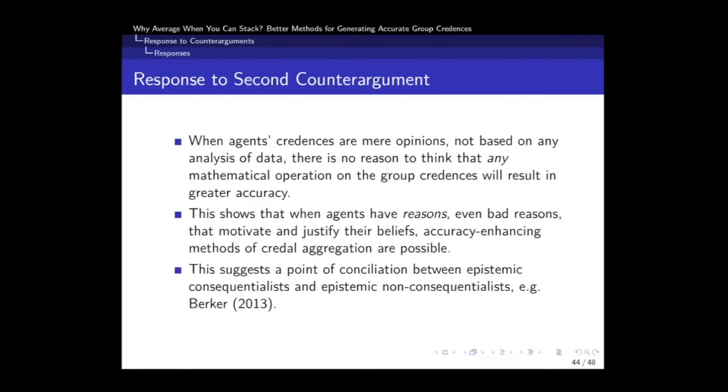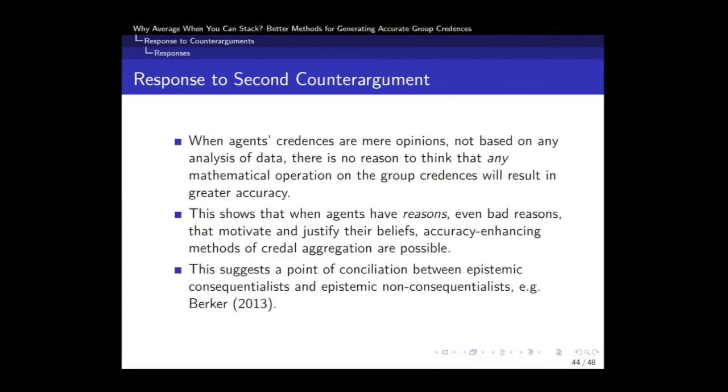Right. Now, in response to the second counterargument, that sometimes credences are just opinions, not based on any analysis of data: well, in that case, I think there's no reason to think that any mathematical operation on the group credences will result in, what I should say is, significantly greater accuracy. Because there are results showing that we can do better on average by taking a mean of individuals' predictions than by randomly picking some prediction. And so there is some reason to suggest that taking an average is still good, but still, that linear mean versus a randomly selected prediction from the group, those could both be really inaccurate, right?